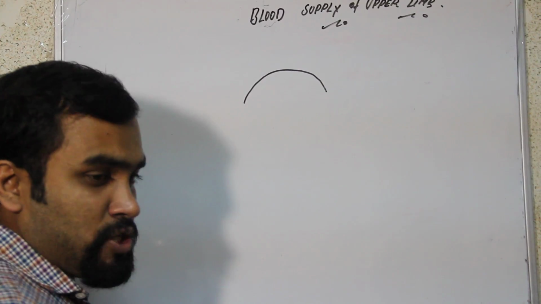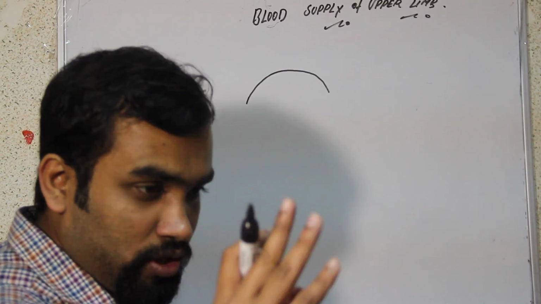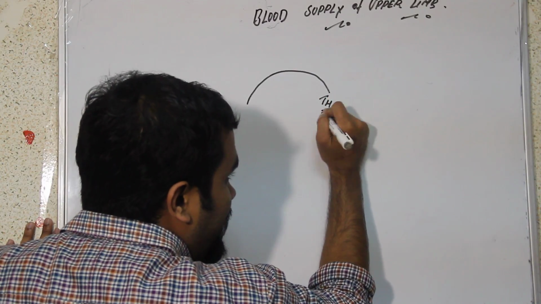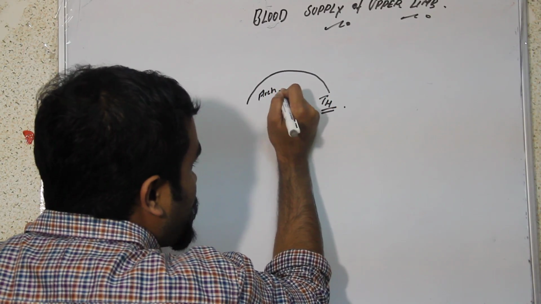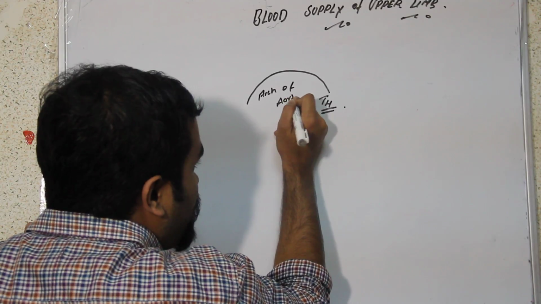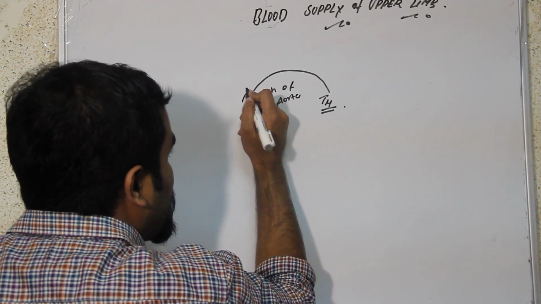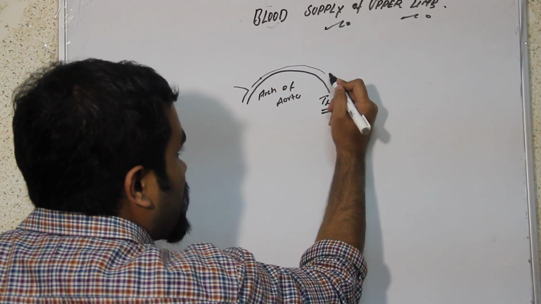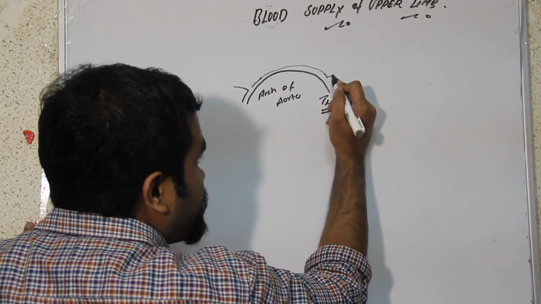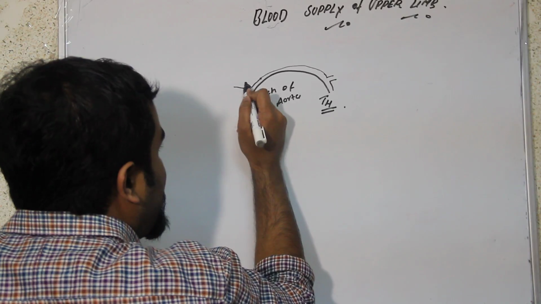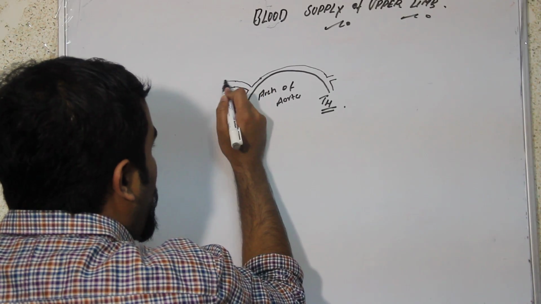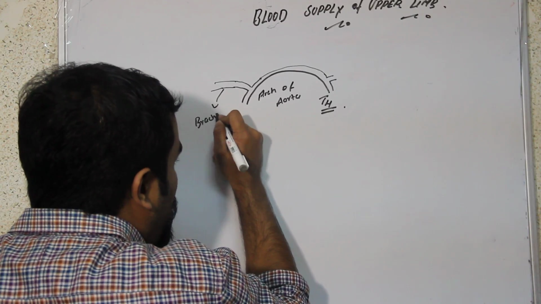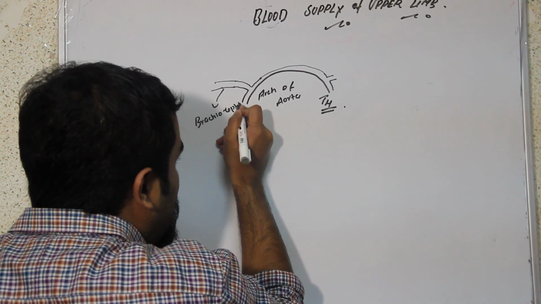This arch of aorta is present at thoracic fourth, okay? Thoracic fourth. So there will be a question in MCQ, okay? This arch of aorta has divisions on both left and right side, okay? On the right side, it will form the brachiocephalic artery.